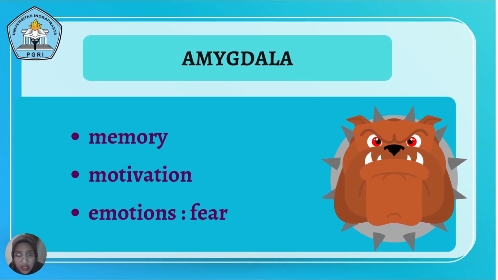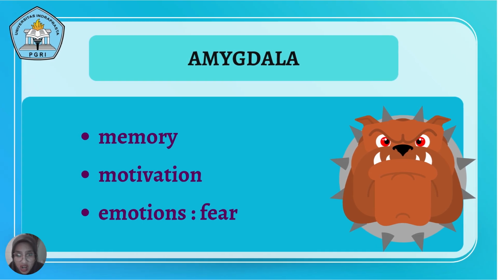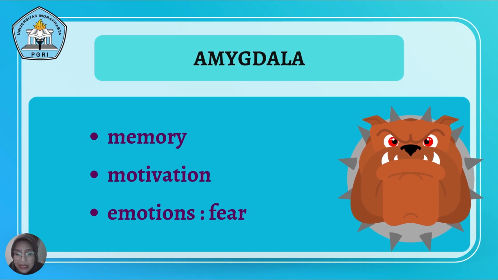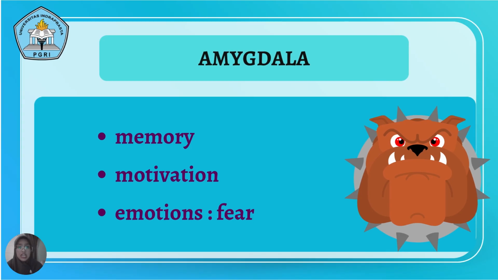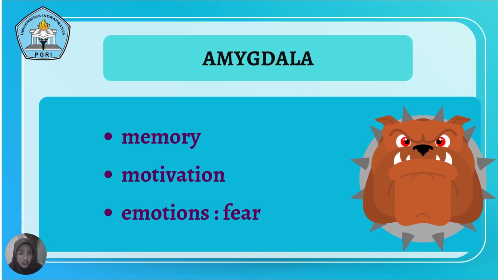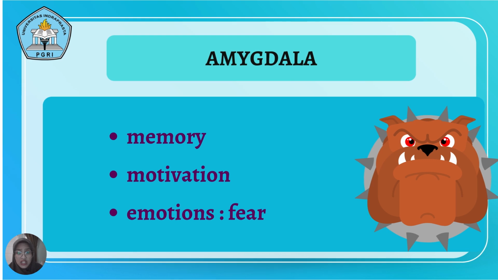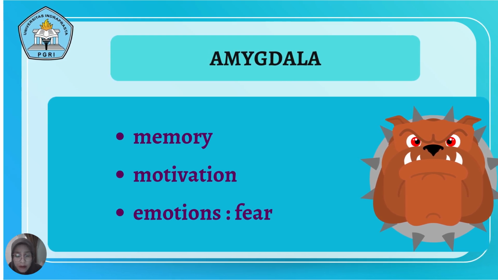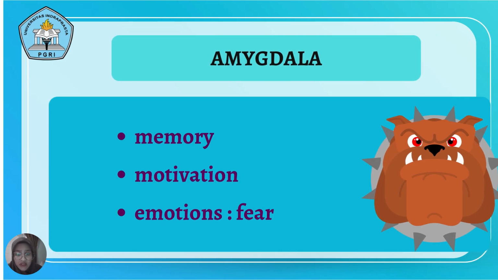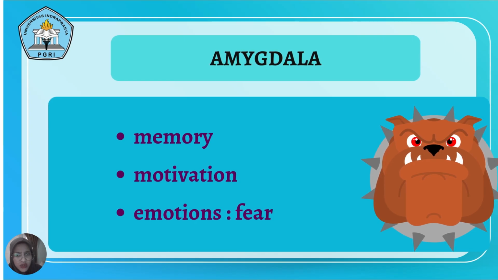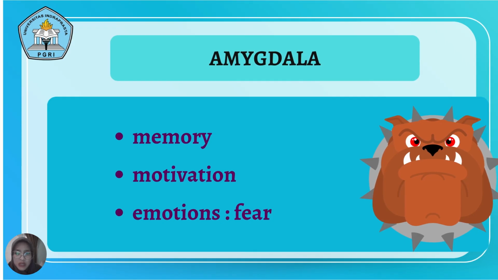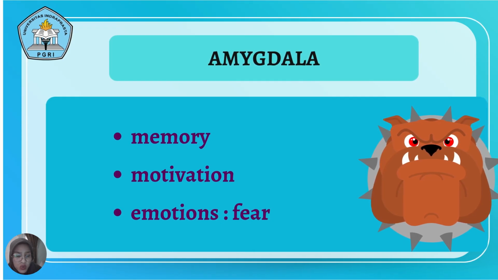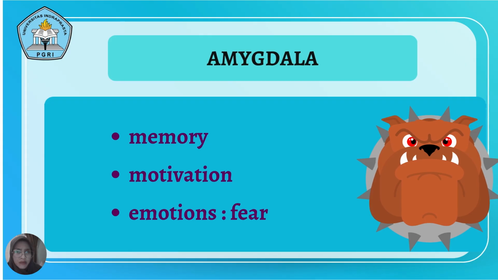As you can see in the image, it is a guard dog. The amygdala acts like a guard dog. It is always vigilant and alert to potential threats. Like a guard dog, it reacts quickly to protect its territory. The amygdala is responsible for processing emotions, particularly fear and strong emotions. It helps us to respond to dangerous or emotional situations, ensuring our safety and well-being.